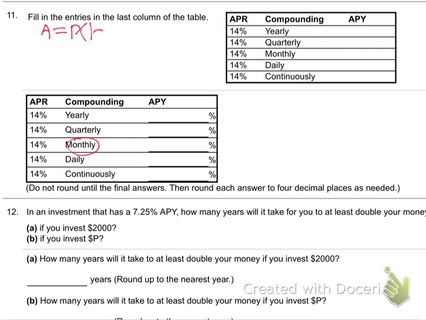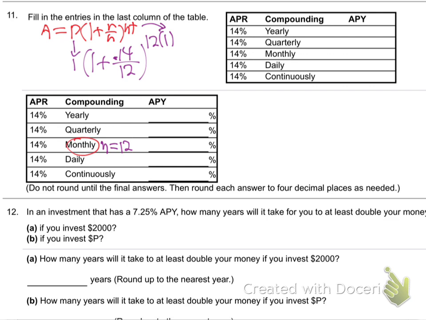A equals P times 1 plus r over n, to the nt. And we'll put in, again, $1. The interest rate is 0.14. And now for monthly, what is n? 12 times a year, right? If they're compounding your money monthly. And the n goes in 2 places, doesn't it? Inside the parentheses, and then up there, and then the t, that's 1 year. We're seeing what happens to $1 after 1 year. Then we'll know what's really happening to our money.